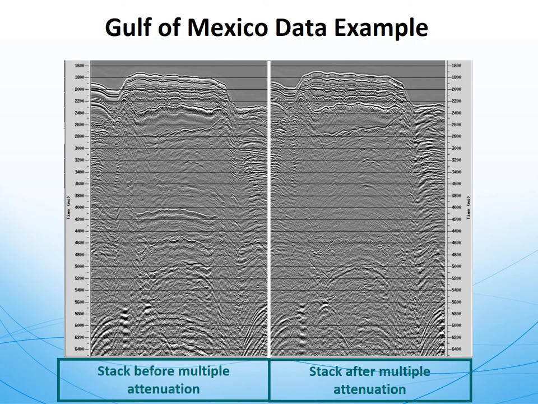Okay, this is an example of the multiple attenuation process before and after. To the left hand side is before the multiple attenuation, and the right hand side is after the multiple attenuation. You can see this part already been removed. Okay, very good, very clear. Okay, and this is actually the multiples of the base of the salt body.